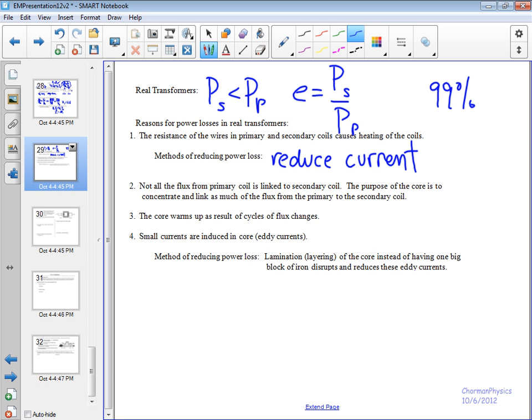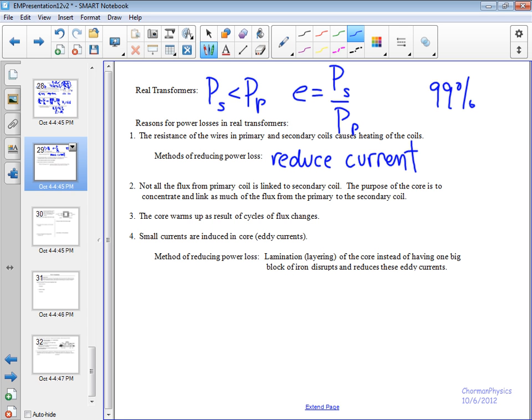Another issue is that the core is going to warm up as a result of cycles of the flux changes with the magnetic field going back and forth. That does mean that there's changes in the domains and there is some movement there. And that movement heats things up. And when you heat things up, you can never really return. You're sort of changing the material, okay? And when you do that, that heating up, you're going to lose energy.